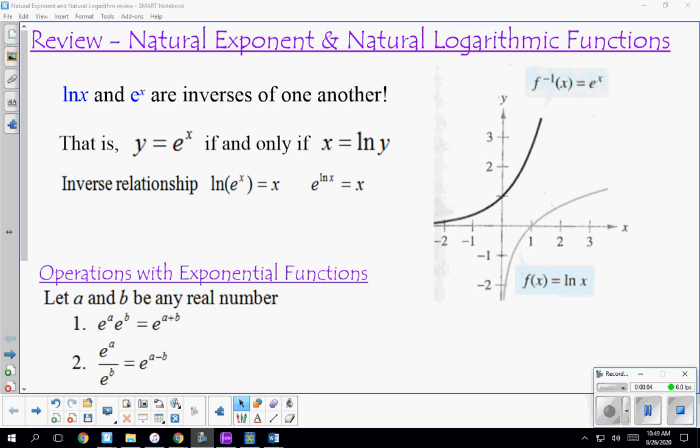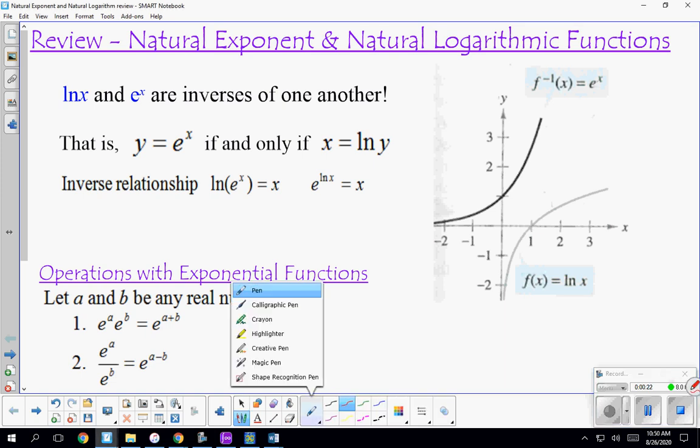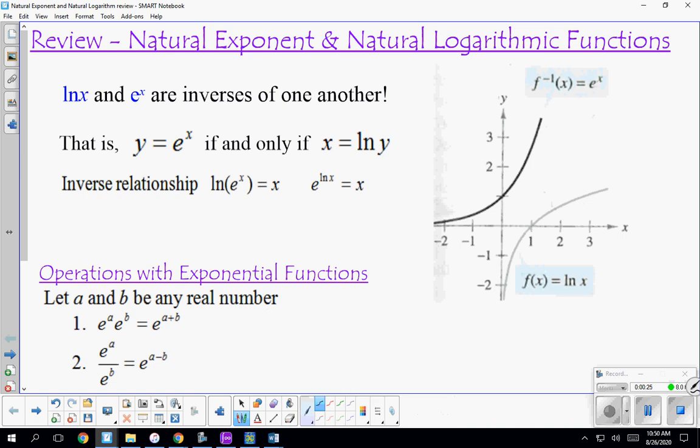In this video, we're going to do just a real quick review of natural exponents and natural logarithmic functions. We mostly just deal with the natural ones. We don't deal with just like log base 10. A natural logarithm is a log base e, basically because they're inverse functions of one another. Inverse functions we'll go over a lot more in detail later, but basically their domains and their ranges are switched, and they are reflected across the line y equals x.